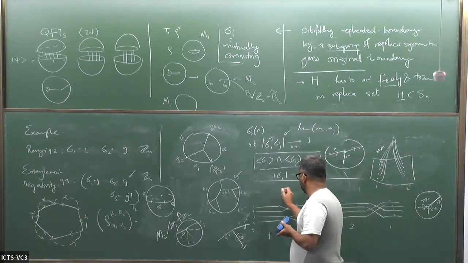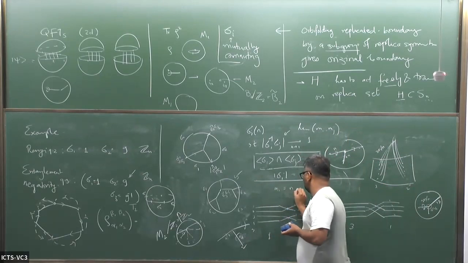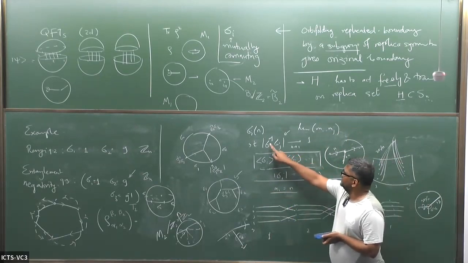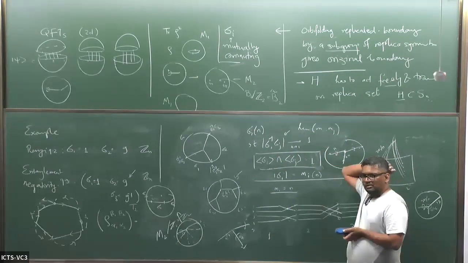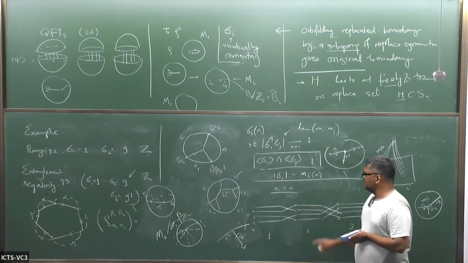So we found one solution in the beginning, which was to take mi equal to n. If you take that, then this order is also n. The LCM of n comma n is just n. So now as n goes to 1, this whole thing goes to 1.